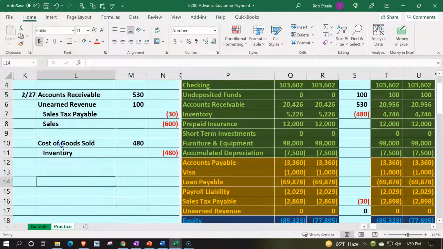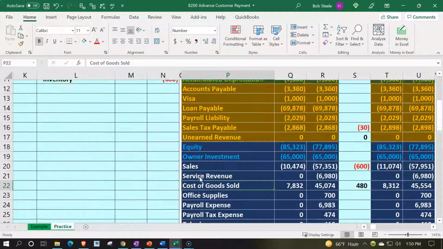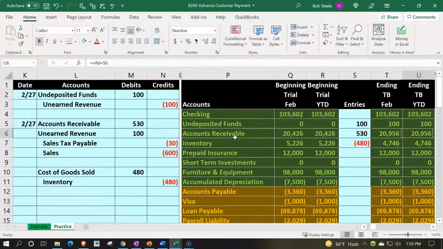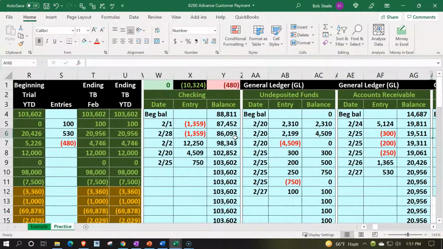That last bit. And so we're going to say it's on the cost of goods sold, third blue account. We got to get that last bit done.